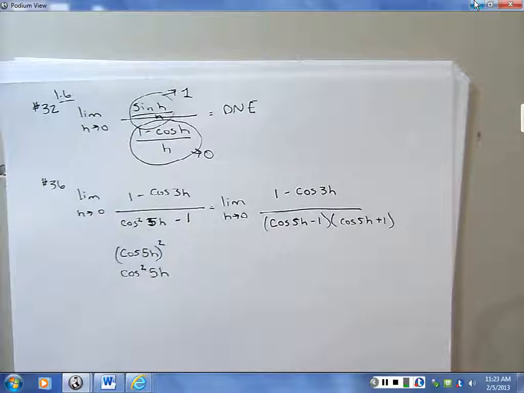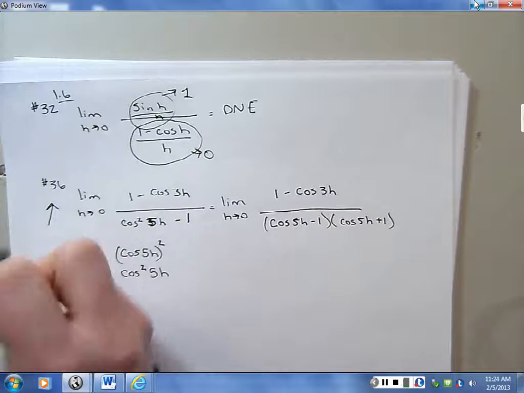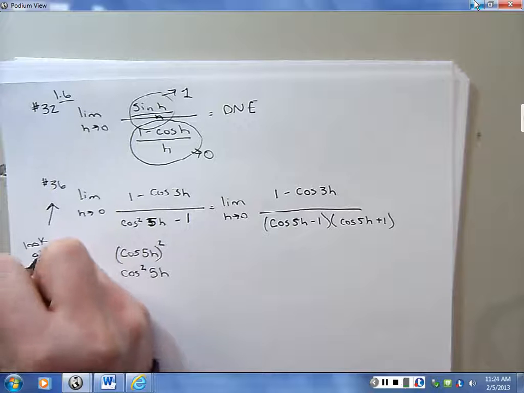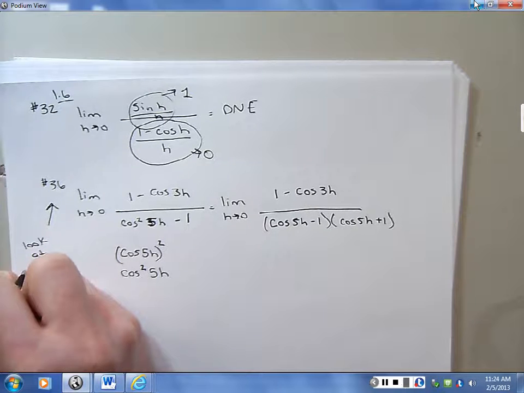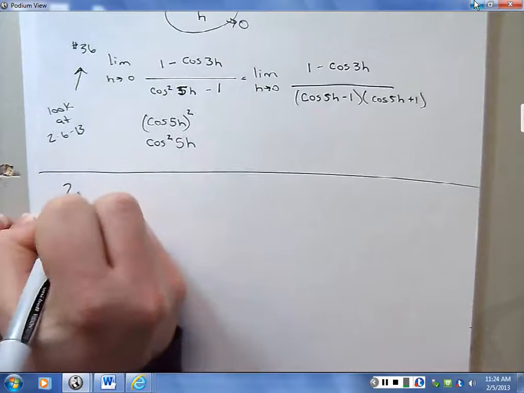So I'm trying to see where I want to go with this. I'm not for sure. We will look at this one tomorrow. That would be 2, 6, 13. So we'll come back to this one. And I want to continue on with 2.1.